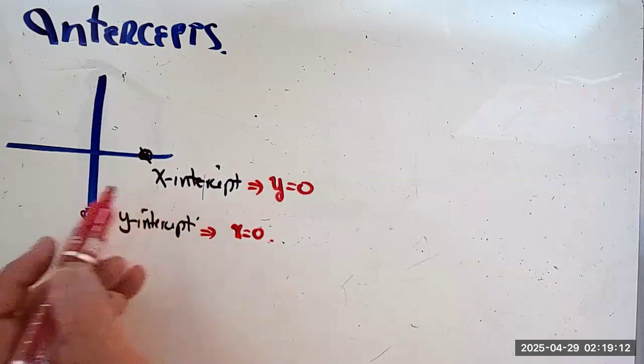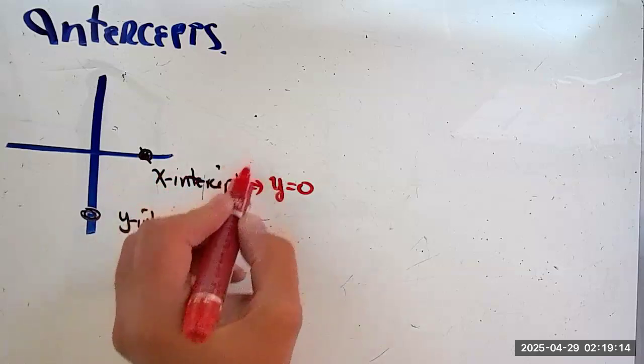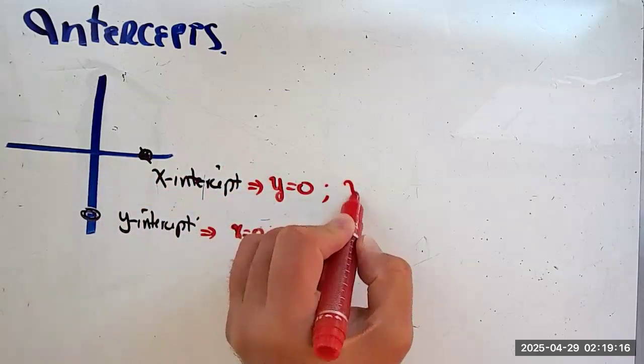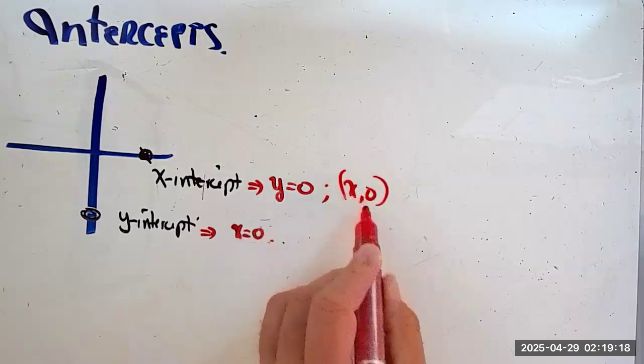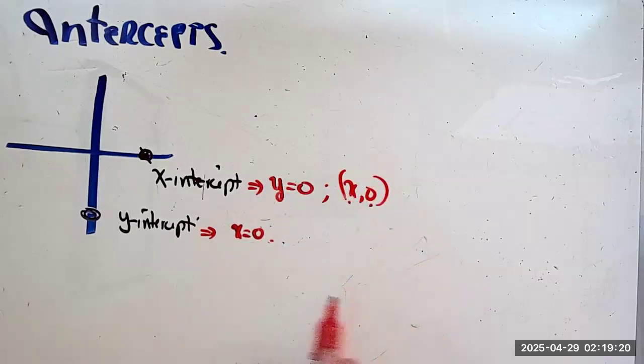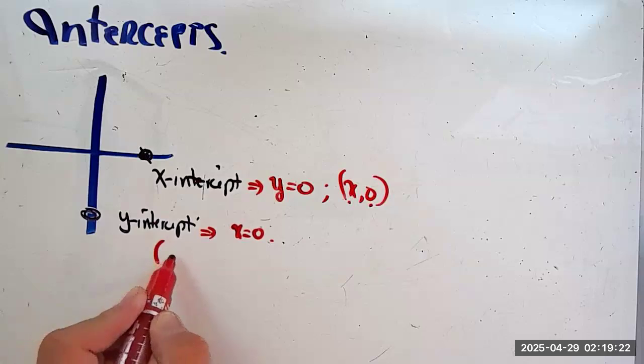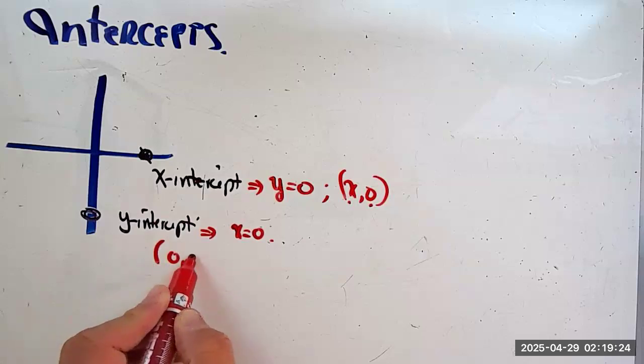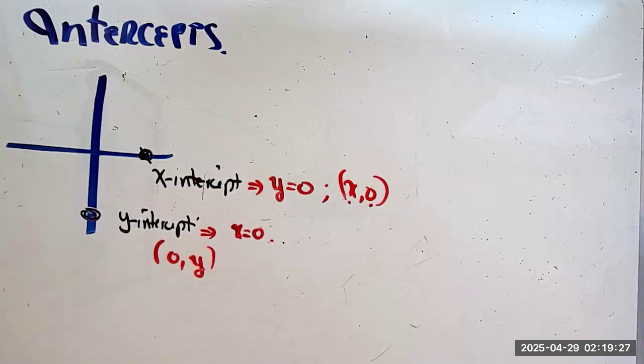By the way, the coordinates of any x-intercept will be x comma 0: when y equals 0, x equals whatever. Here, the coordinates will be 0 comma y, whatever number we get. So let's go ahead and do a couple of examples.